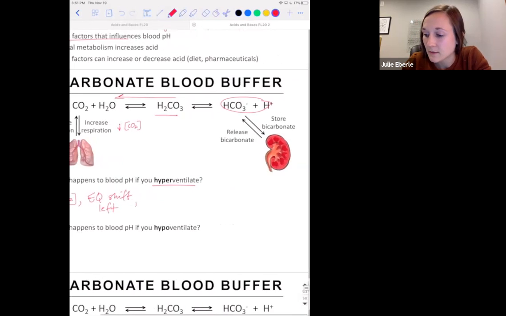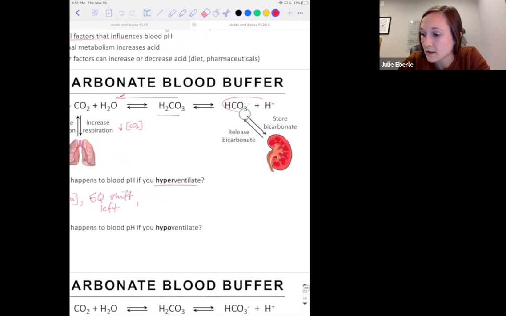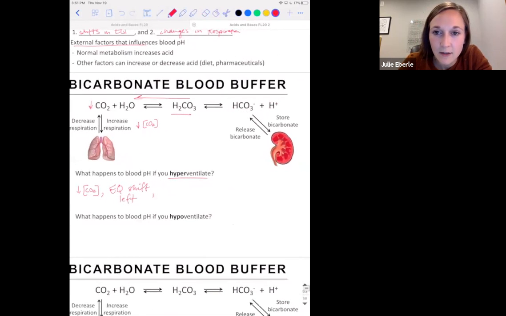When that happens, look at our products. What is the one item in this whole reaction that can directly affect pH? Is it CO2? Is it water? Is it carbonic acid? Is it bicarb? Or is it H+? What directly affects pH?